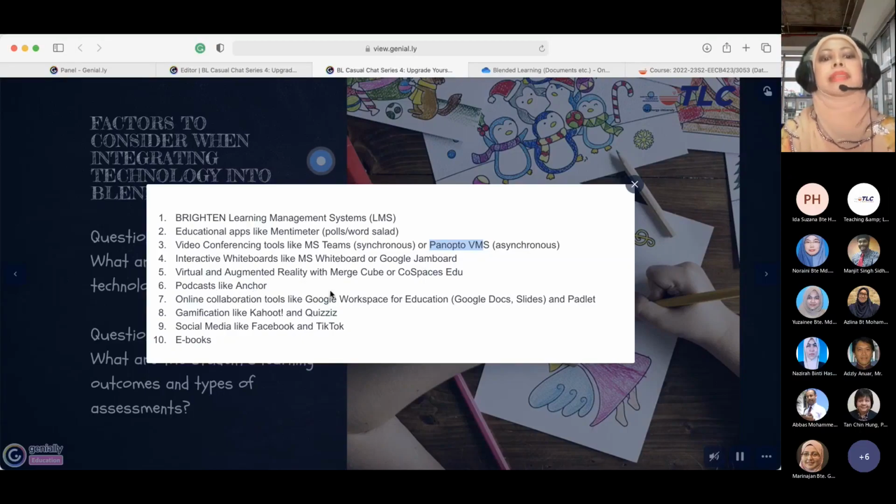Next, virtual and augmented reality. You can use Merge Cube. If you are looking for something less expensive and also co-species edu, you can use this platform easily. Students can also develop their own material.